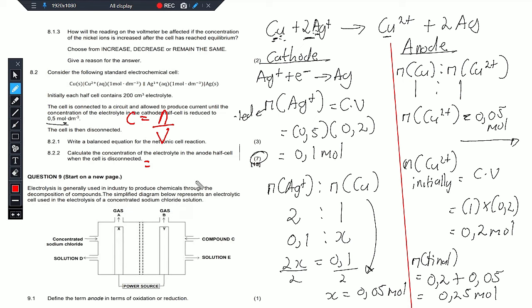So now we will say 0.25 over our volume here of 200 cm cubed. So it's still 0.2 dm cubed. And then when you divide those, we get 1.25 mol per dm cubed. So that's how you got to that 7 mark there. That's how you were supposed to go through that question in order to get all that 7 marks.